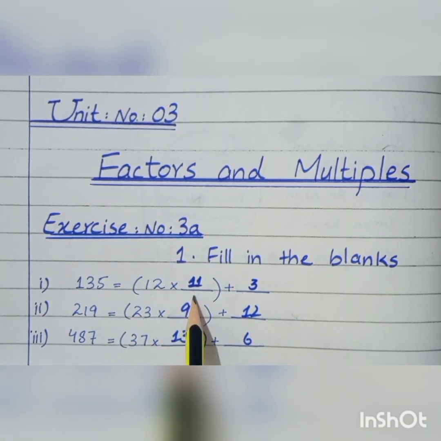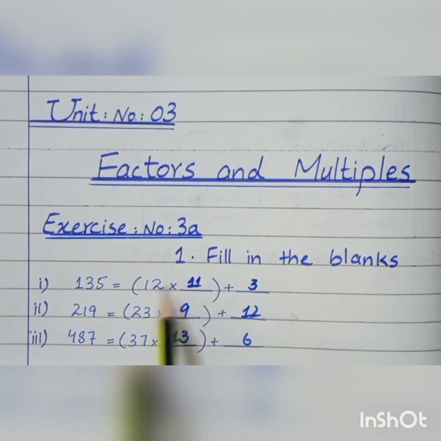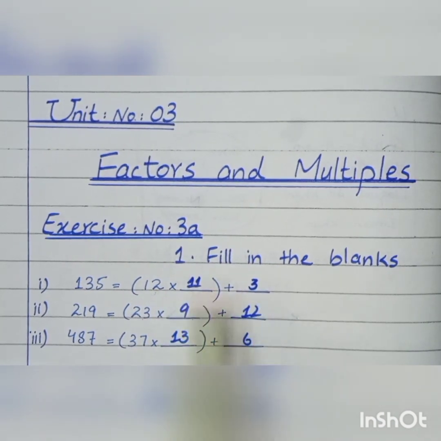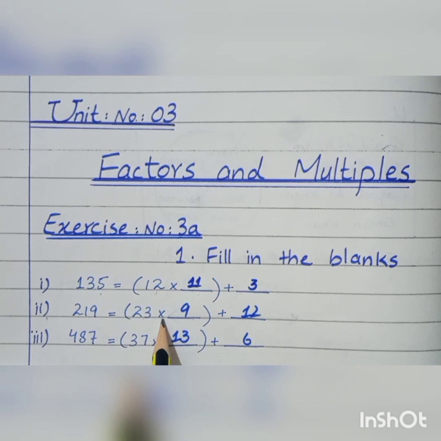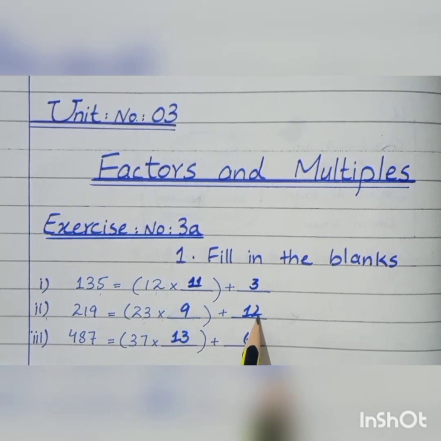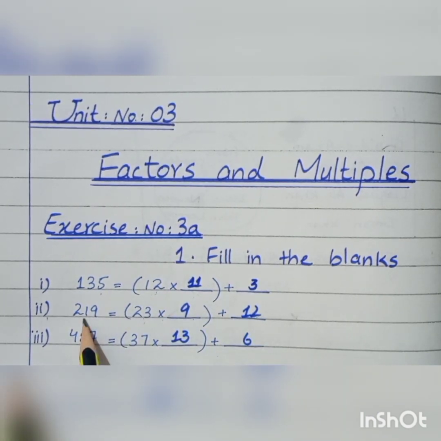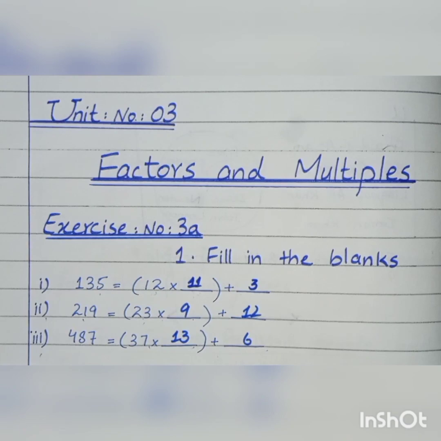The first part: when we multiply 11 by 12 and add 3, we obtain 135. In the second part, we multiply 9 by 23 and add 12, and we obtain 219. The third part is when we multiply 37 by 13 and add 6, and we obtain 487.